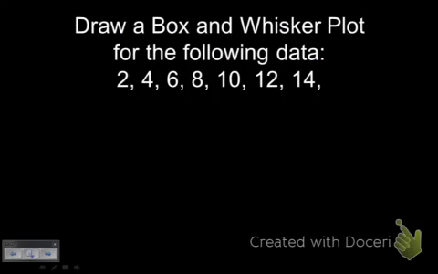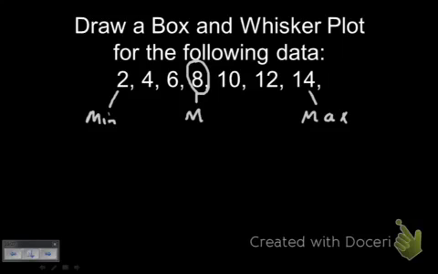So let's look at an example here. We've got draw a box and whisker plot for the following data. Well, if I look at it right now, I'm going to say those are all in order from smallest to biggest. So I got to find the median. I've got 7 numbers. The median is this middle number here, which is 8. So that's my median. The lowest number, or the minimum, is going to be the 2. The max is going to be the 14.